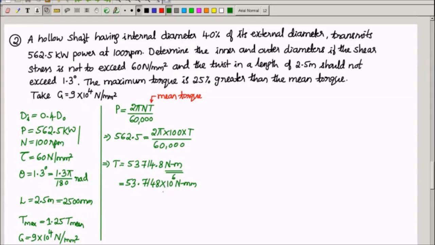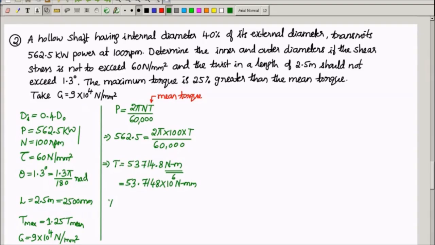But a shaft is not normally designed for mean torque. It should be designed for the maximum torque. What happens if I design for the mean torque? It may not withstand the maximum torque. So always it should be designed for the maximum torque. And according to the problem data, he says maximum torque is 1.25 times the mean torque.